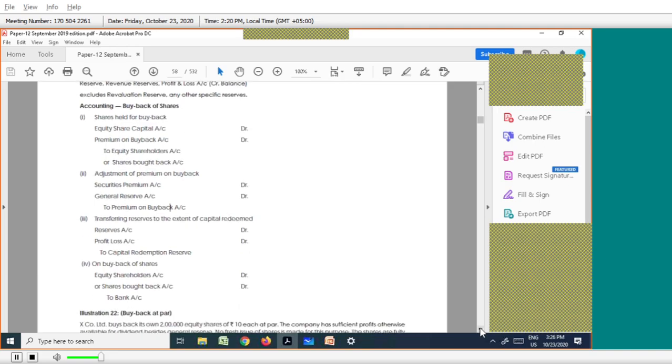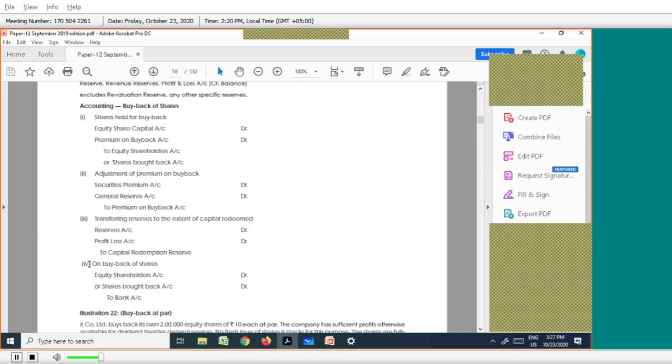I discussed two entries now. First entry and fourth entry only I discussed with you. The second entry and third entry we will understand while solving the problem. Premium and everything I will discuss.